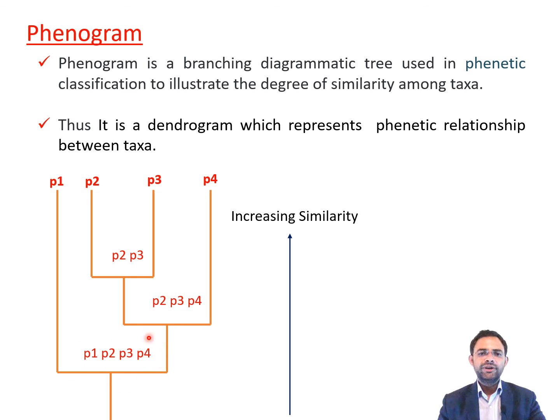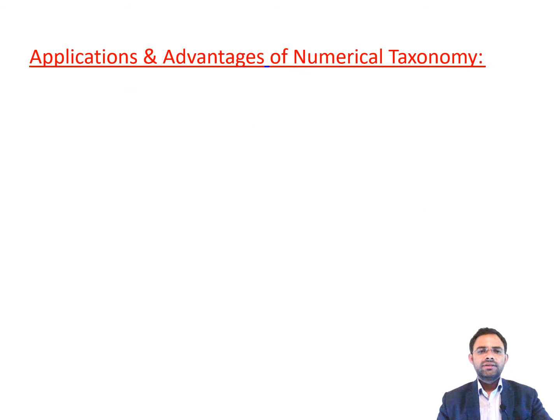Thus in a phenogram we make groups from the single unit of phenetic characters into larger and into the largest groups. And here we can say the similarity increases towards this direction. Now, the applications and advantages of numerical taxonomy.